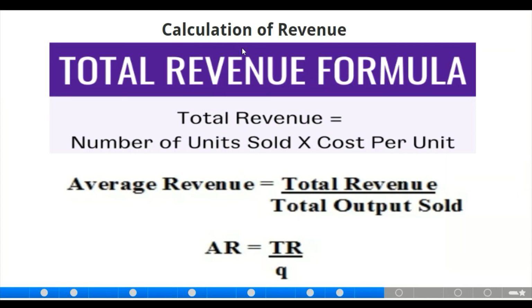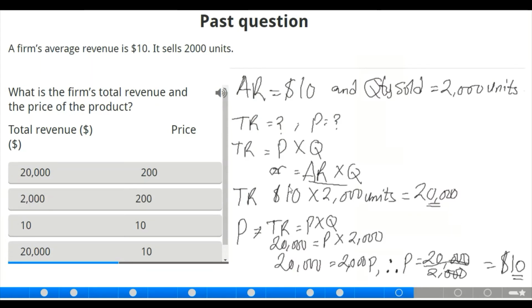Now, moving to the next slide, we also have the calculation of revenue. How do we calculate our total revenue and our average revenue? Here we have the total revenue to be the number of units sold multiplied by the price per unit, as I said earlier. And we also have the average revenue to be what? Total revenue divided by the total output sold. As listed in the formula here, we have AR equal to the total revenue divided by the quantity. Now we move to the next slide.